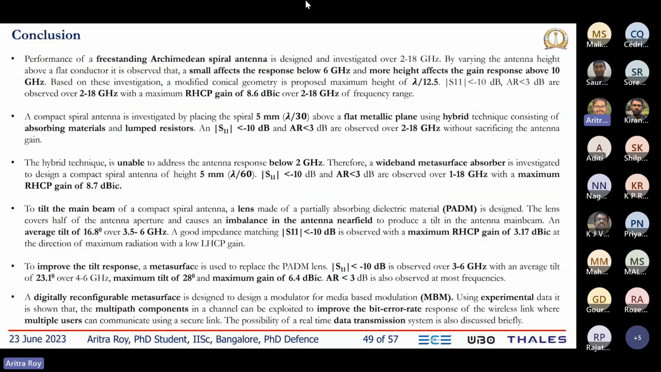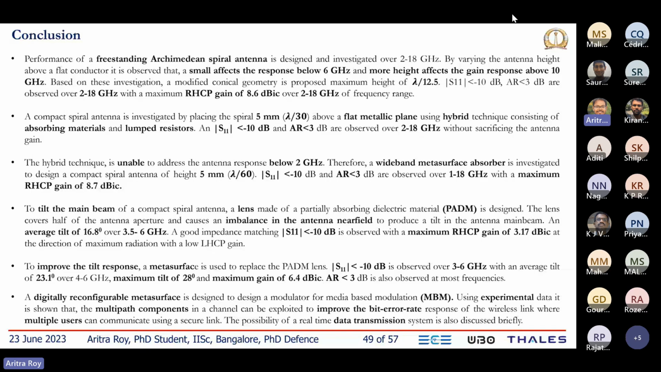The conclusion is that first, we have investigated a freestanding antenna for 218 gigahertz. Then we investigated the antenna height, and then a conical geometry and a modified conical geometry, where we achieved a very flat response with a cavity depth of lambda by 12.5. In the next part, we reduced the cavity depth to lambda by 30. We investigated the effects of absorbing material and lumped resistor and proposed a hybrid absorbing technique. In this technique, we have a good circular polarization over 2 to 18 gigahertz without sacrificing the antenna gain.